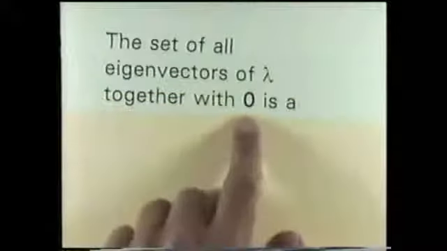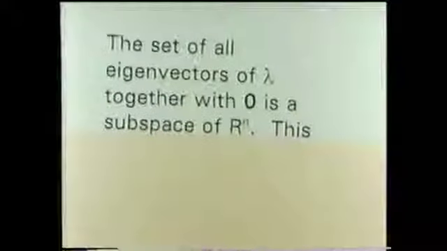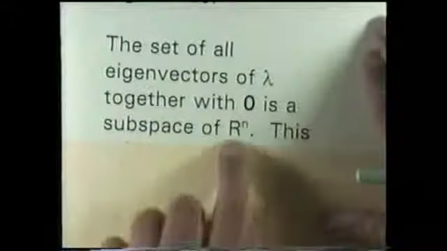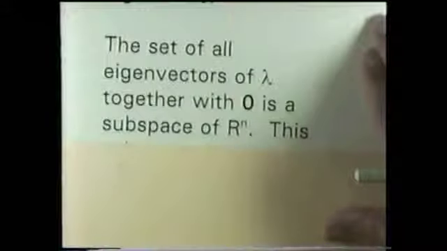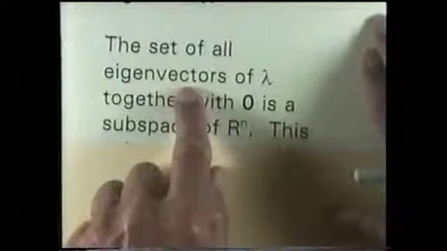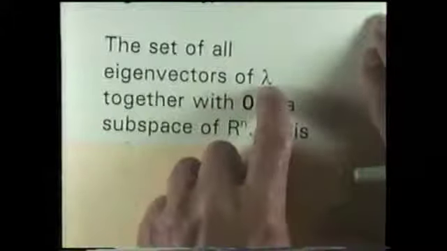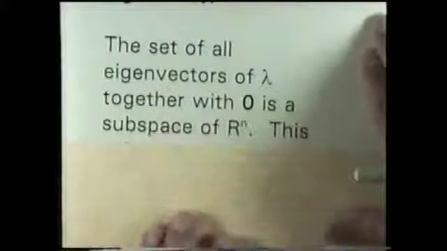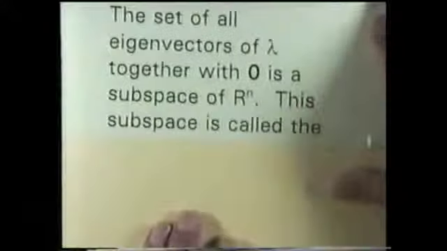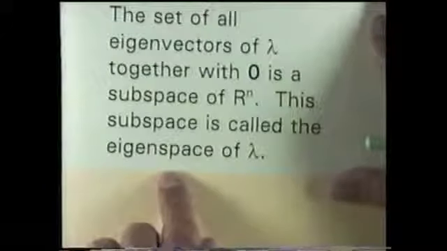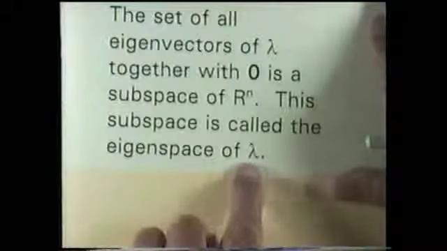The set of all eigenvectors of lambda together with 0 is a subspace of n space. So the set of eigenvectors corresponding to an eigenvalue lambda together with the 0 vector is a subspace of n space. This subspace is called the eigenspace of lambda.